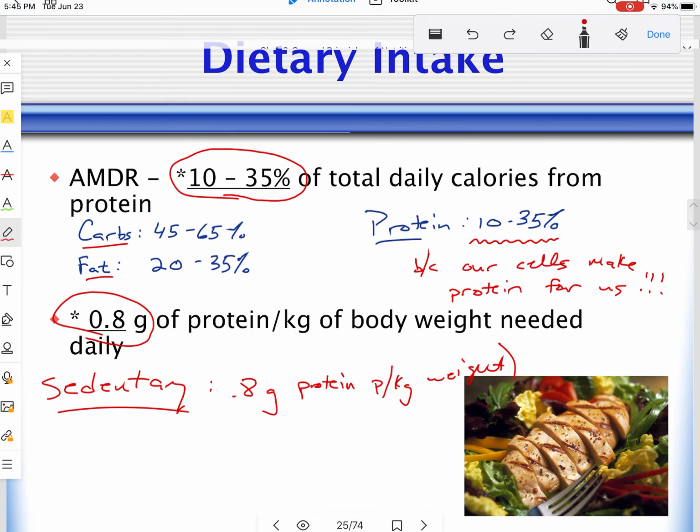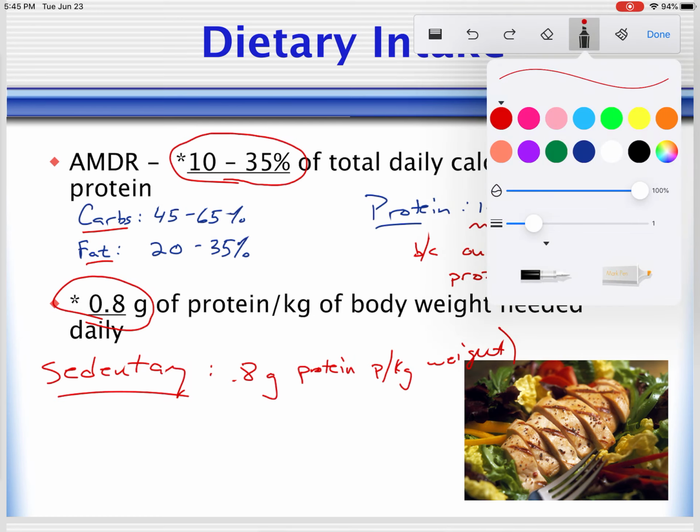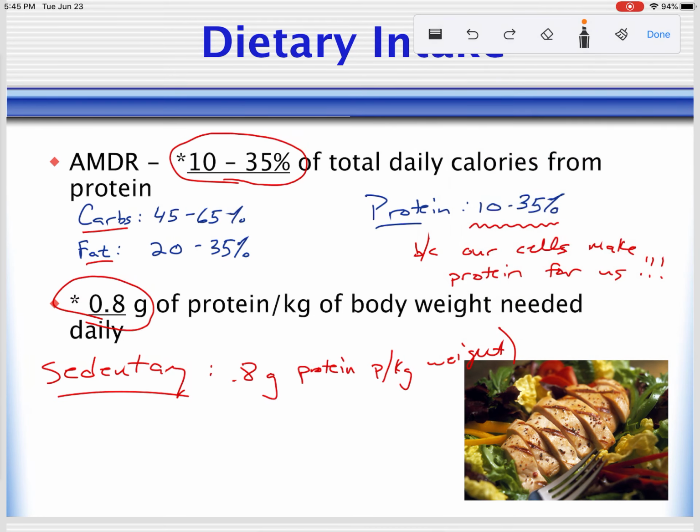So you can do this yourself. You can play along. Let's do orange, different color, mix things up. You can take 0.8 times your body weight in kilograms. Now, we have to convert our body weight from pounds to kilos or kilograms. So to do that, you would take your weight in pounds and you would divide by 2.2. That's going to give you your weight in kilograms.